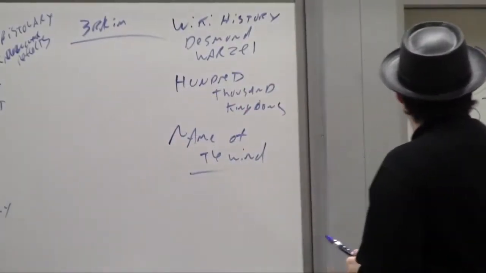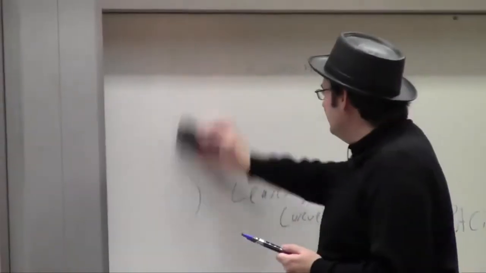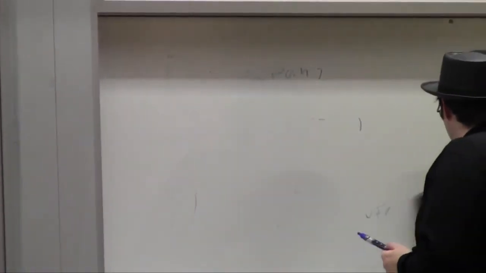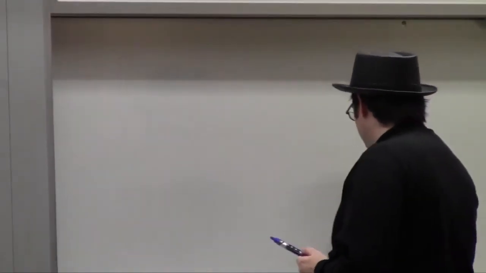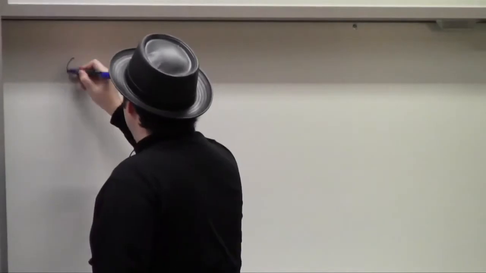Let's talk about third person limited over on this board here. Third person limited, third person limited: you are in one person's head in a given scene, and you do not show things that they cannot see, okay? You have to be careful of viewpoint errors.